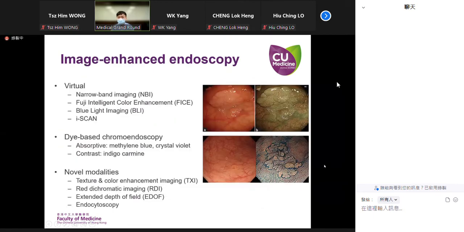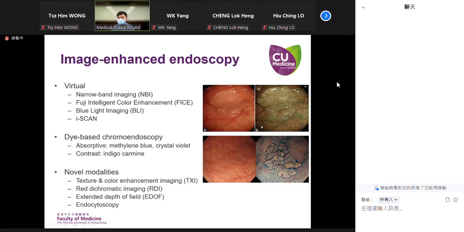But modern endoscopy is much more than just a plastic tube with a video screen. Actually, some companies and also the clinicians have worked jointly to develop various image enhanced techniques to improve the performance of endoscopy. This would include some virtual image enhanced endoscopy, including the very famous narrowband imaging. I'm sure some of you have heard about that before. And this is also very commonly used in our daily practice. And the image on the right-hand side is the narrowband imaging.